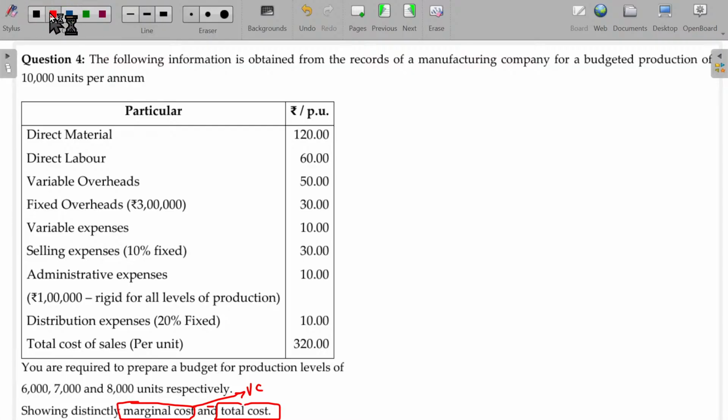Right. The following information is obtained from the records of a manufacturing company for a budgeted production of 10,000 units. You are required to prepare the budget for the production levels of 6,000, 7,000, 8,000 respectively. So we have to prepare for 6,000, 7,000, 8,000.